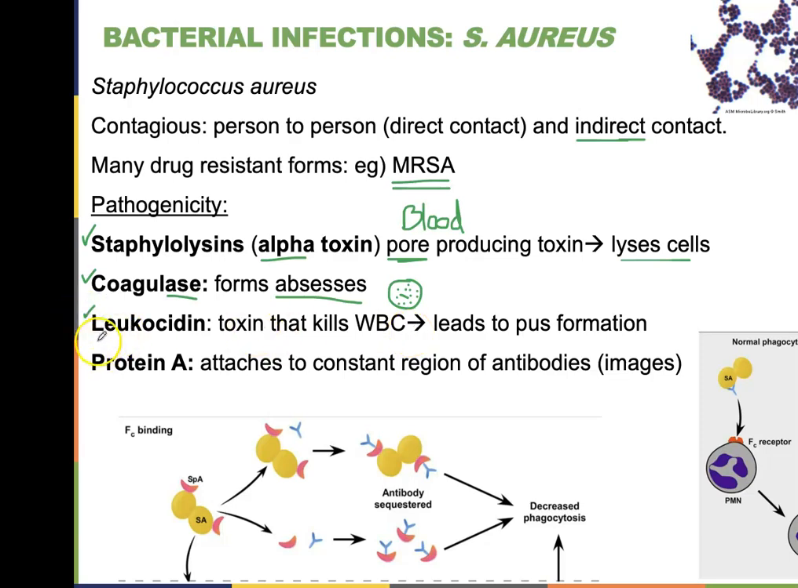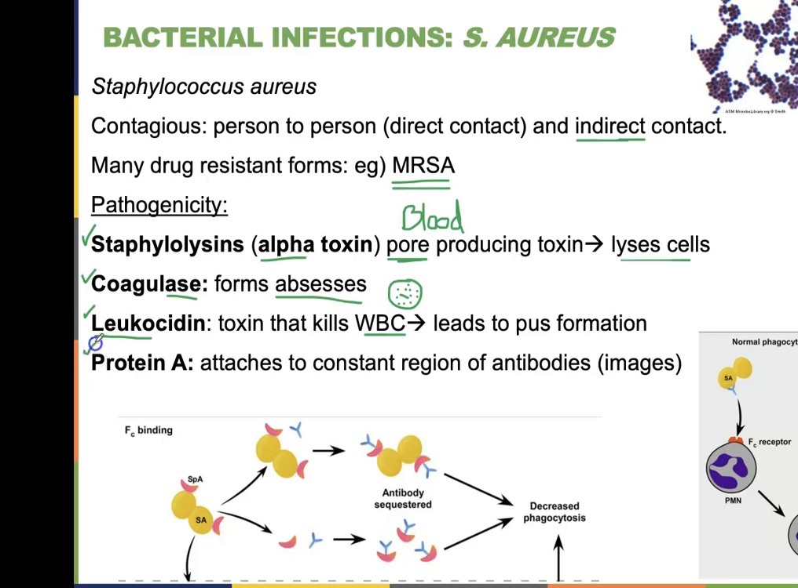Leukocidin, leuko, you can remember this as a leukocyte, white blood cell. These kill white blood cells, right? And so when you have white blood cells that are coming to an infection, there's pus created, there's inflammation, and when the white blood cells are killed, it leads to pus.